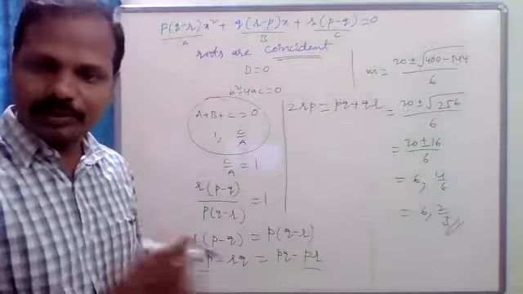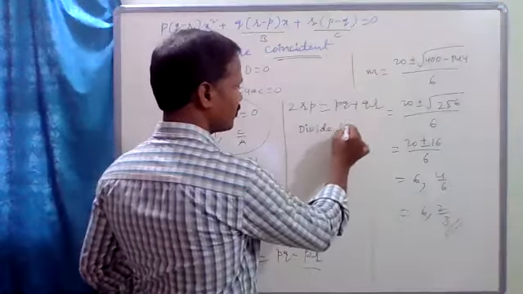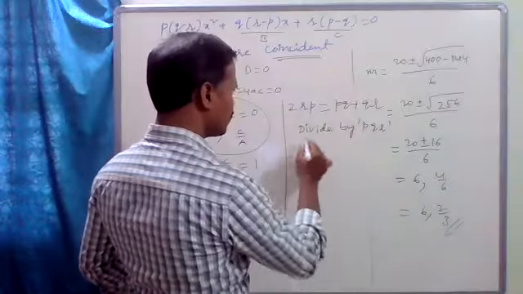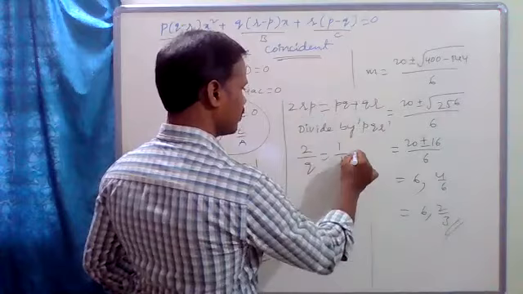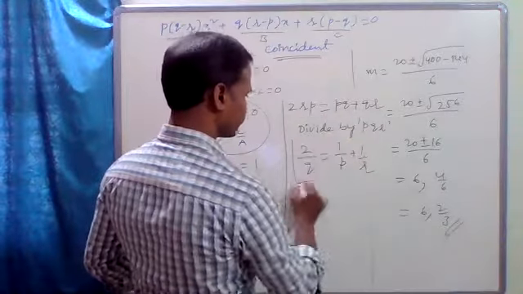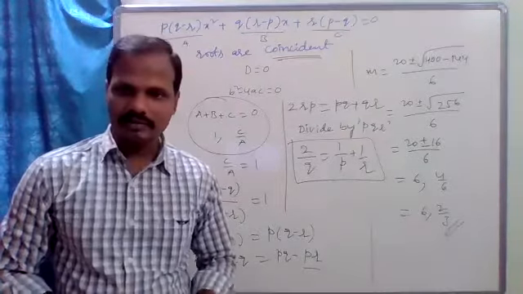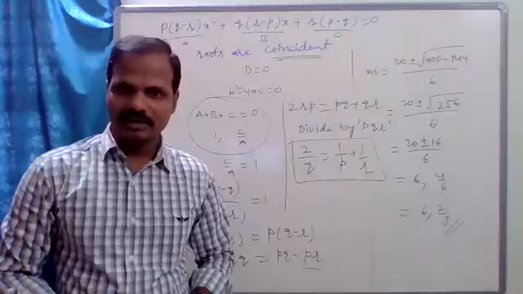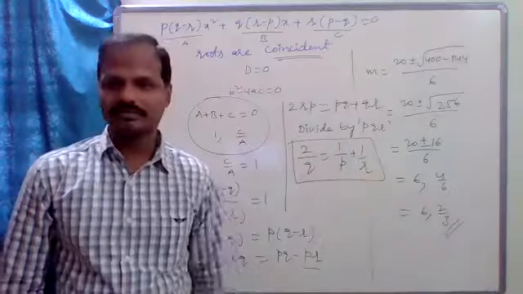Now divide the equation by pqr. Then what will you get? 2 by q equals 1 by p plus 1 by r. What is the meaning of this one? 2 by q equals 1 by p plus 1 by r.